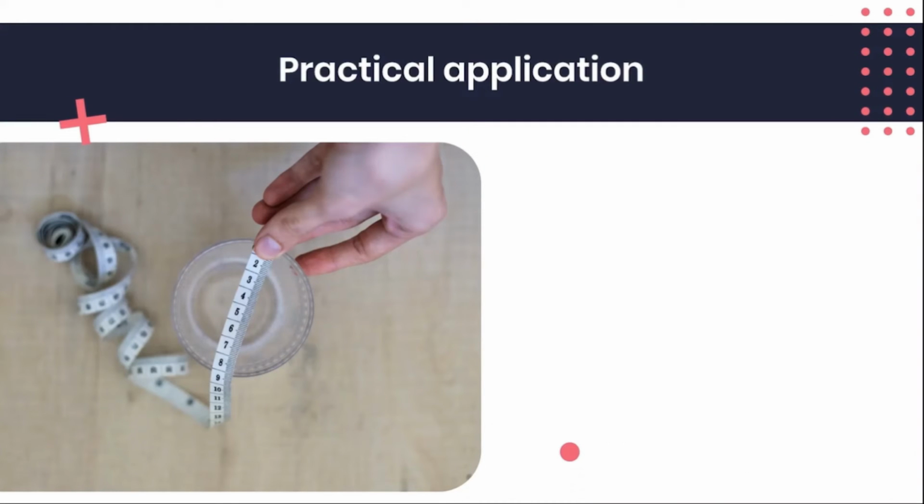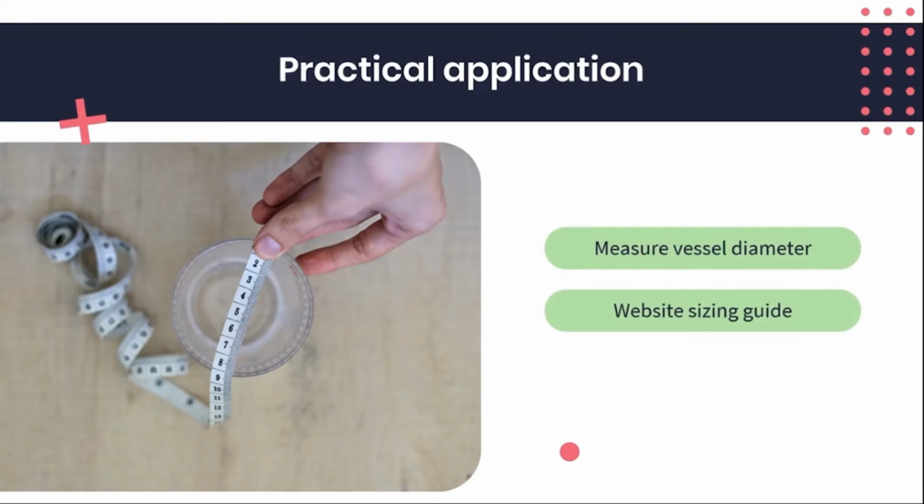Let me show you the practical application of this. This vessel is the one I intend to use to make a container candle. As you can see, the inside diameter measures 85 millimeters. Now that I know this, I will go onto the website of the company from which I'm going to make my purchase to check their sizing guide.